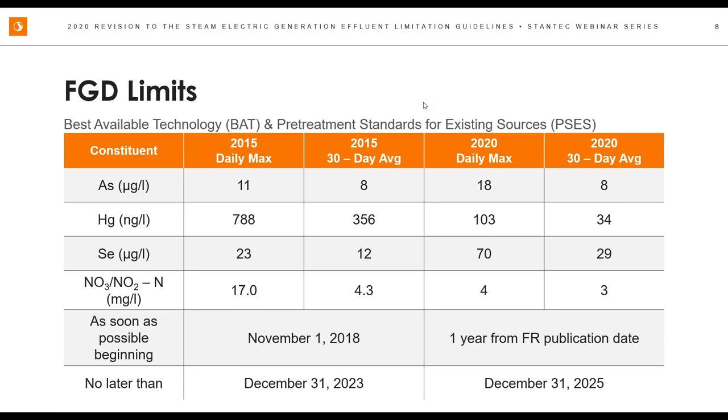I checked last night before I logged off here at the office, and I saw the Government Printing Office has still not published the rule. We anticipate it coming out any day, but any day can be any day. Hopefully it'll be out before the end of October. The no later than date on when these limits need to be incorporated into a permit and complied with would be moved out 2 years to December 31st of 2025.